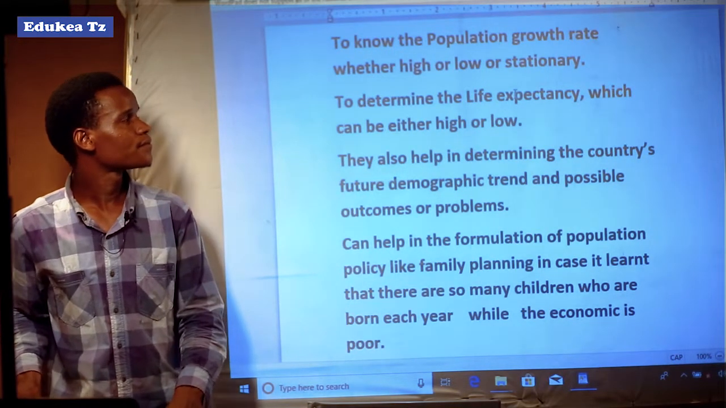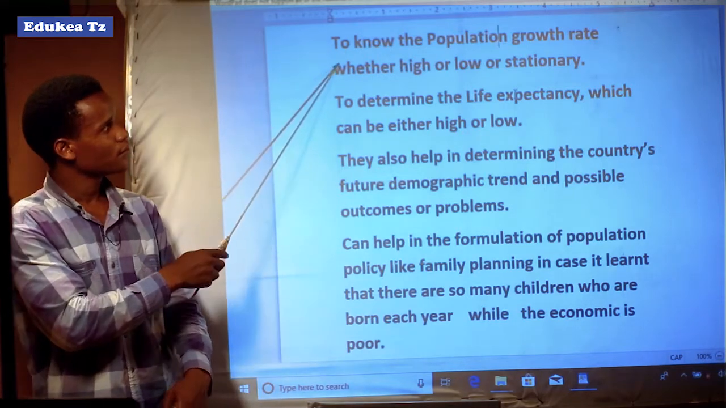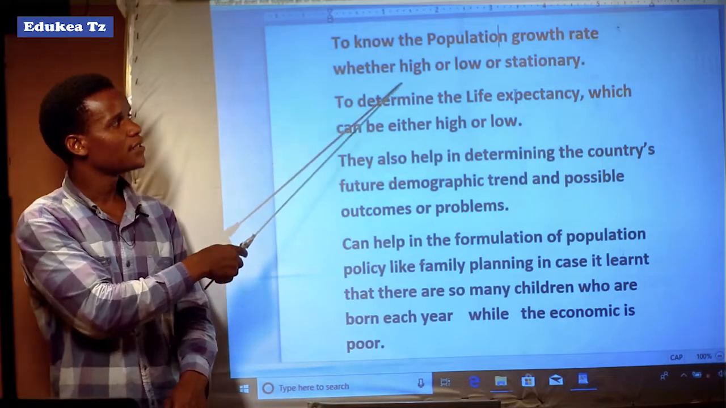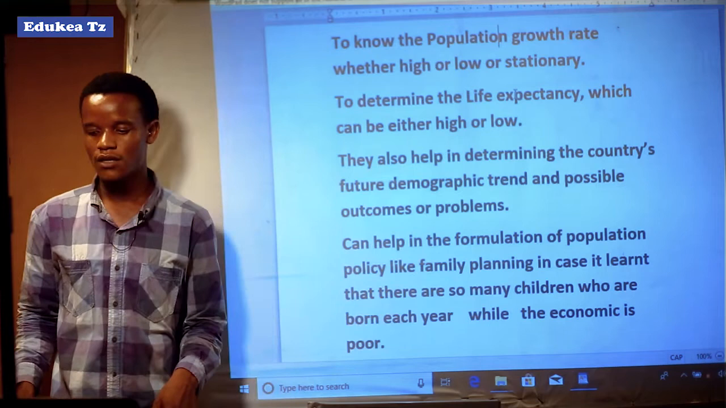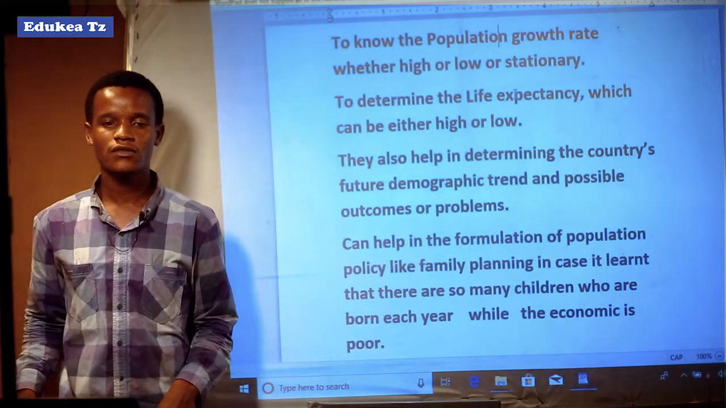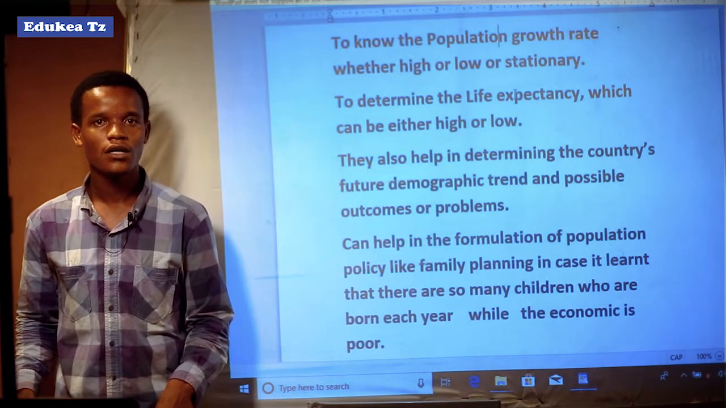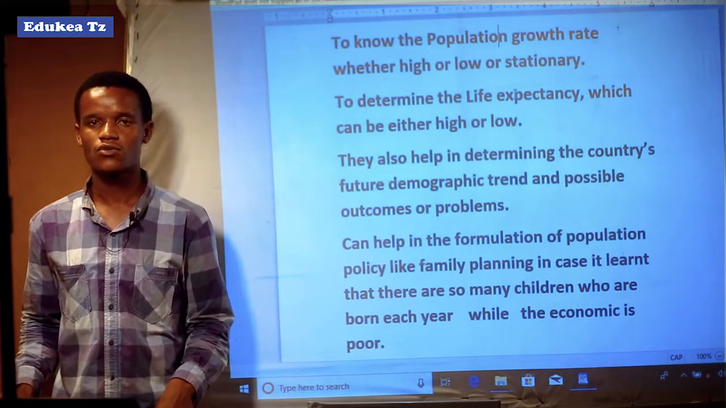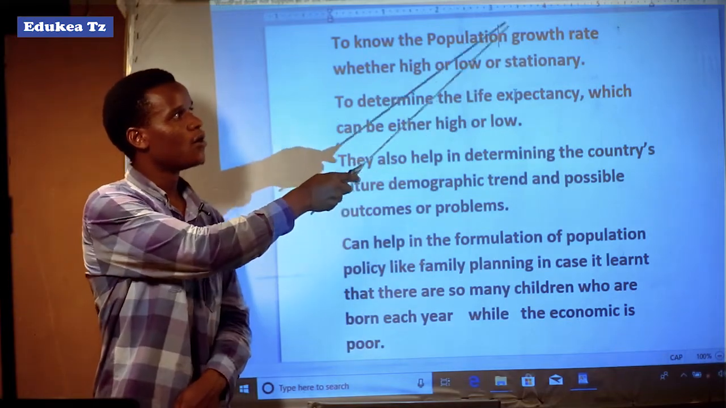Another is to know whether the population growth is high, low or stationary. When you say stationary, you mean that it is at a stop, there is no moving or coming back. That means to stop. So the population can be stopped or growing.